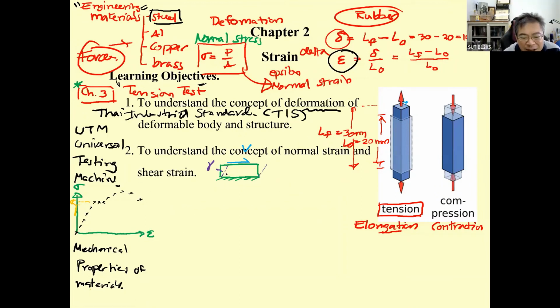We define this change in angle as the shear strain. By doing this, gamma, the shear strain, starts from the normal angle that you see over here, and then you subtract this angle, theta prime, from pi over 2. So you get this angle, and this one will have the unit in radians. But the normal strain will have the unit millimeter per millimeter. That's the concept of shear strain.